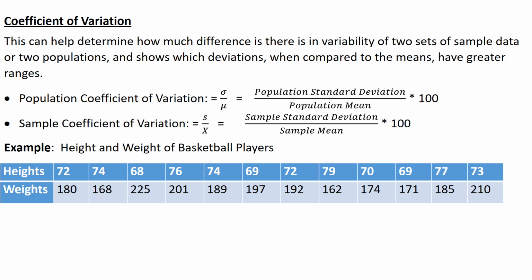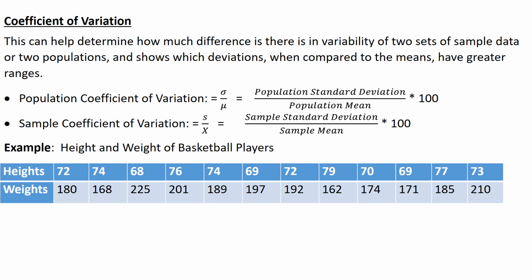Now, one of the things we can look at to see how much variation there is is the coefficient of variation. And this is a simple measurement, it's basically a fraction, population standard deviation divided by population mean. The sample deviation is very similar. Sample standard deviation divided by sample mean.